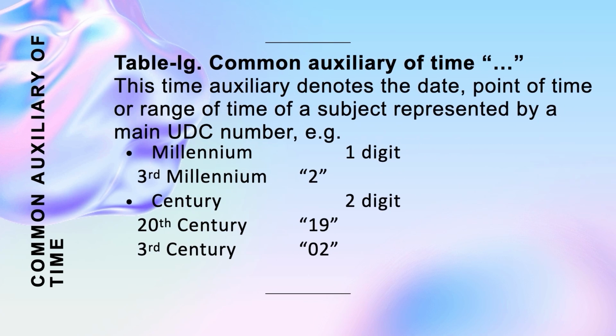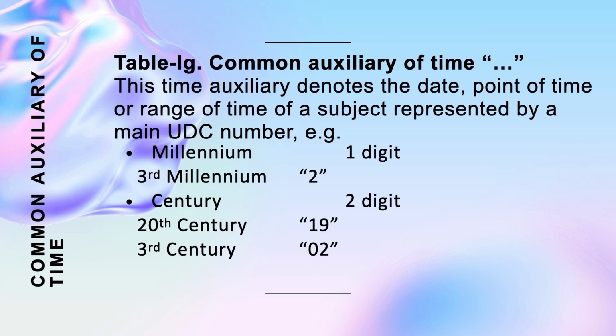It is denoted by double quotation marks. This is the symbol. This time auxiliary denotes the date, point of time or range of time of a subject represented by a main UDC number. You see some examples.